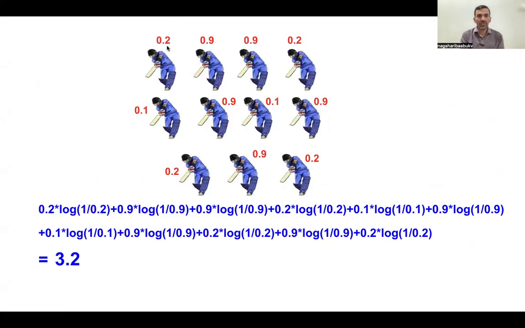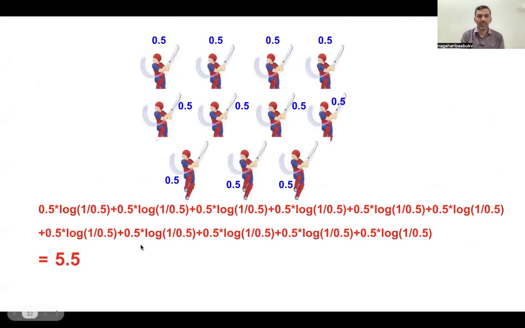So you apply the probability 0.2 into log of 1 by p of x, and 0.9 into log of 1 by p of x. If you sum all of these entropies, you will get 3.2. This is the average surprise of the players in this team. So this is called entropy. The entropy associated with this blue team is 3.2. Similarly, if you calculate for the red team, 0.5 into log 1 by 0.5, for all the players, it results in 5.5. So the entropy related to this red team is 5.5. That means the surprise is 5.5.